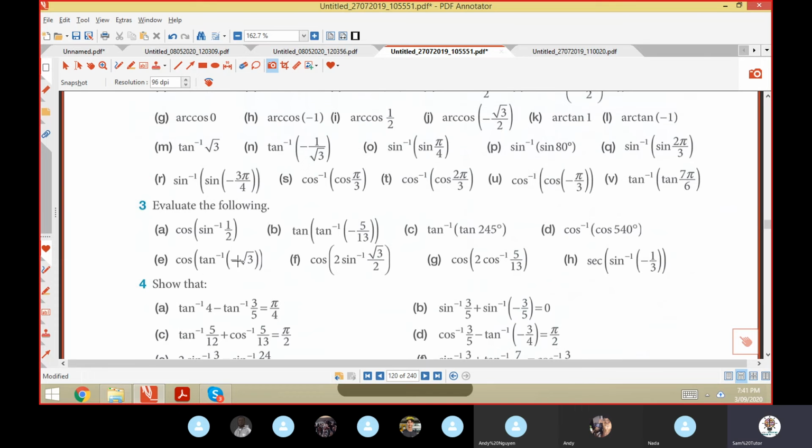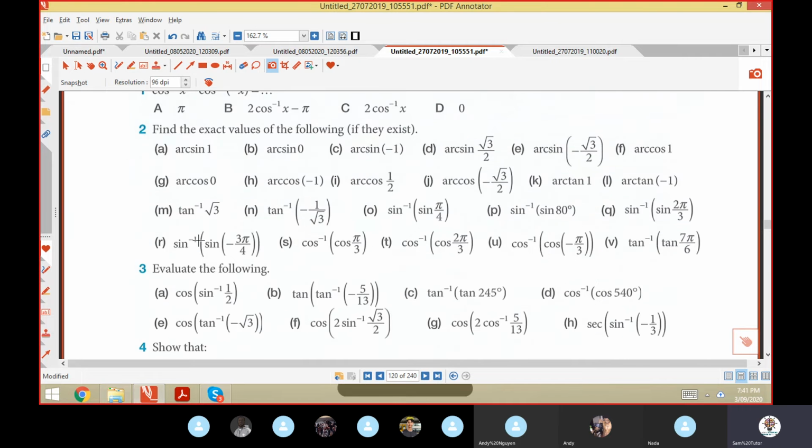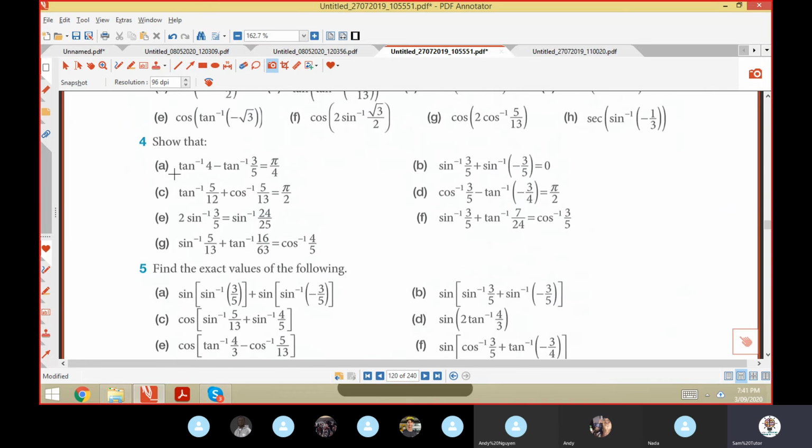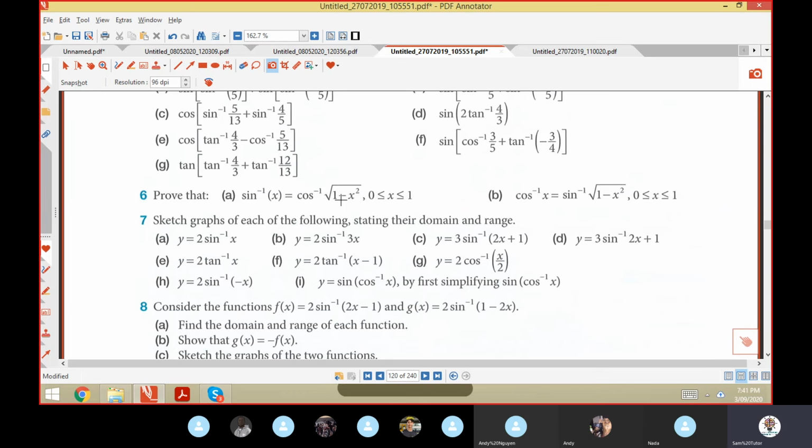Like this one here, evaluate, plug it into your calculator. Find, plug it into your calculator. Arc sine just means inverse sine, by the way. But don't let that stress you out. It's just inverse. Now, evaluate. So we're going to do the show questions. Find, easy. Prove.